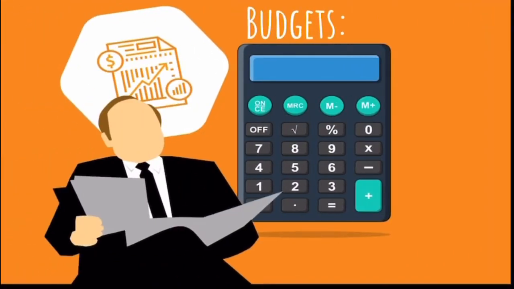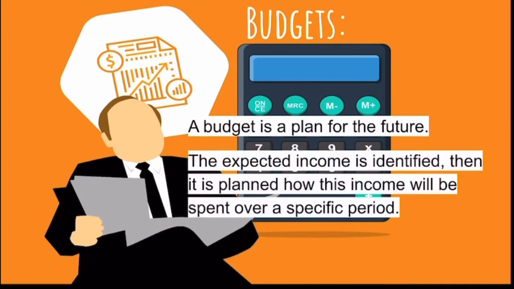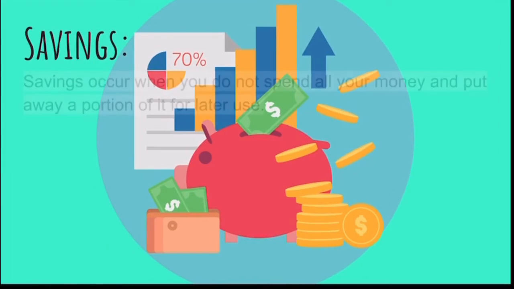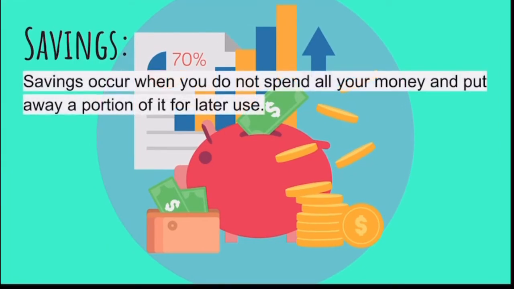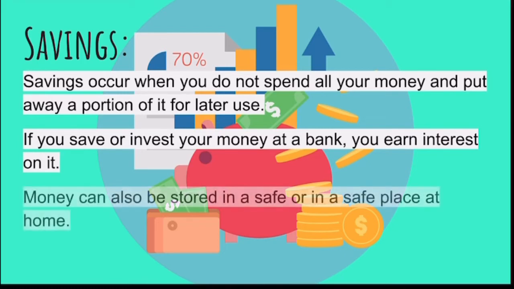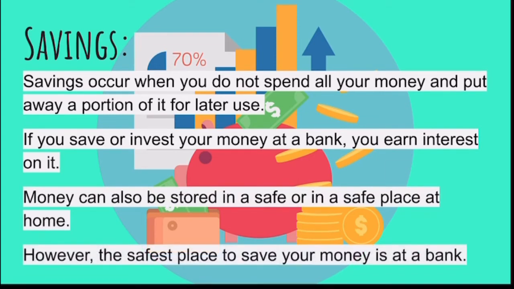A budget. A budget is a plan for the future. The expected income is identified, then it is planned how this income will be spent over a specific period of time. When we look at savings, we can see that savings occur when you do not spend all your money and put a portion away for later use. If you save or invest money at the bank, you can earn interest on it. Money can also be stored in a safe place or at home. However, the safest place to save your money is at the bank.